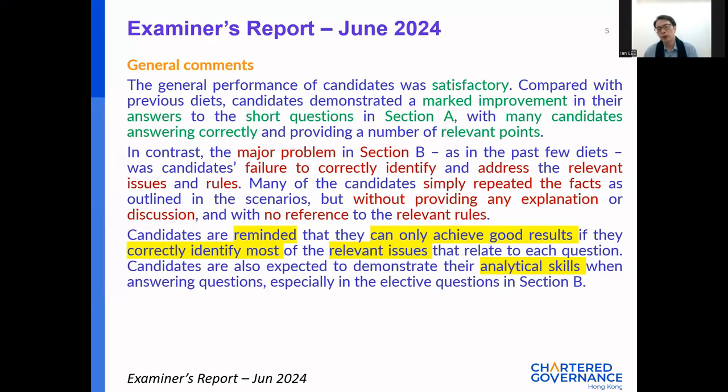Now, candidates are also expected to demonstrate their analytical skills when answering questions, especially in the elective questions in Section B. So what does it mean by analytical skills? I think that happens in the application section of your answer. This is where some of the facts you need to analyze a bit more, discuss a bit more in order to reach your final answer.